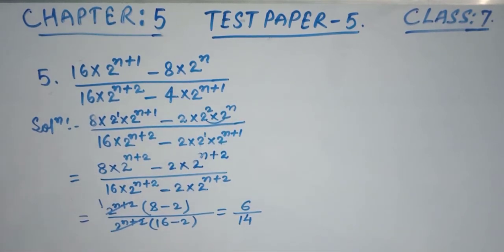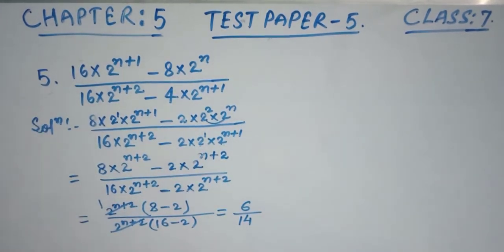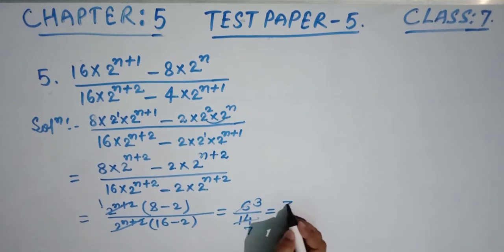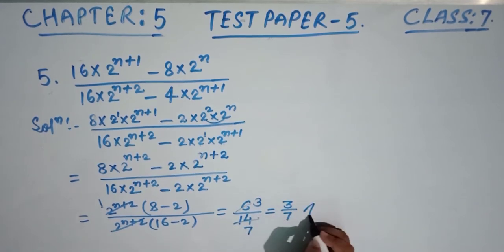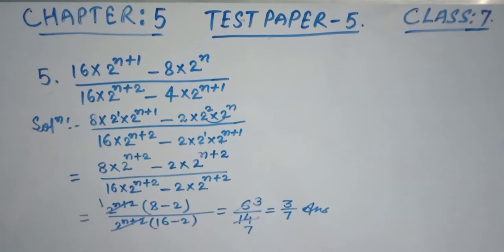Now see friends, both the numbers will get cancelled by 2, because 2 threes are 6 and 2 sevens are 14. So the answer is 3 by 7, final answer. This question is very important friends, so please try to solve it two or three times so that you completely get the concept.